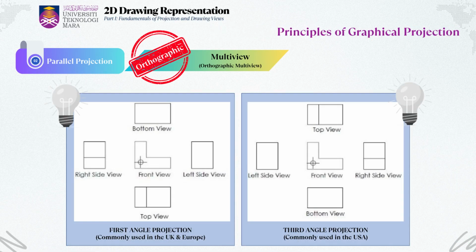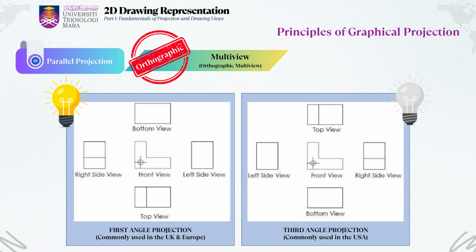This slide provides a clear side-by-side comparison between first-angle and third-angle projection, the two main standards for arranging orthographic views in multiview drawings. These systems are fundamental in technical drawing because they affect how viewers interpret the spatial arrangement of the object being represented. On the left, we see the first-angle projection. In this method, the object is imagined to be placed in the first quadrant, meaning the object is located between the observer and the projection plane.